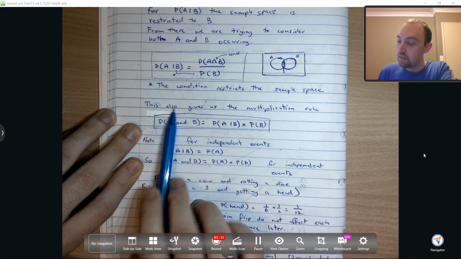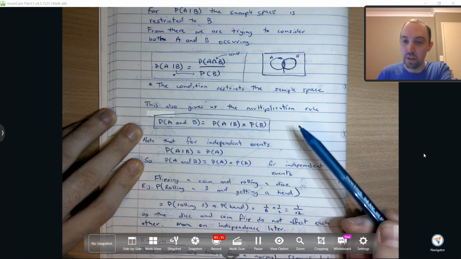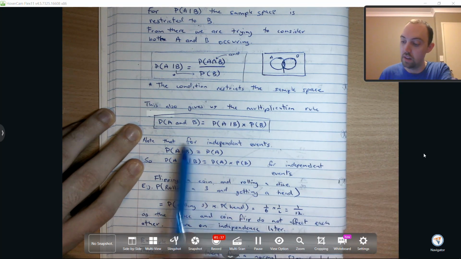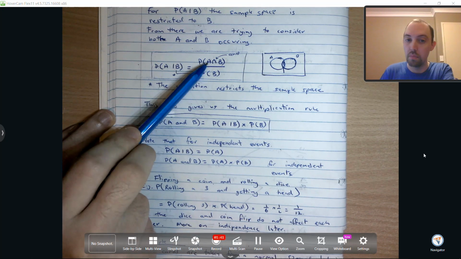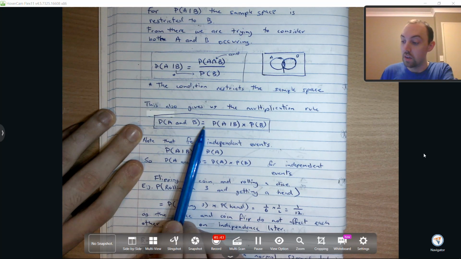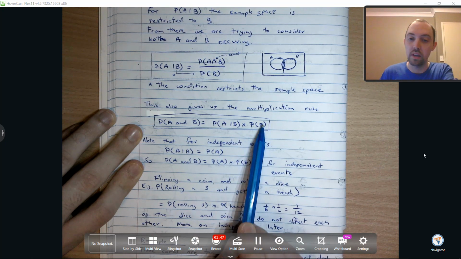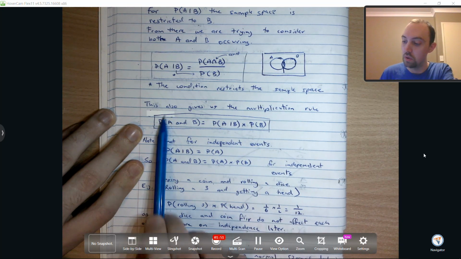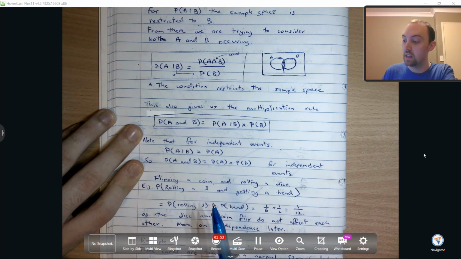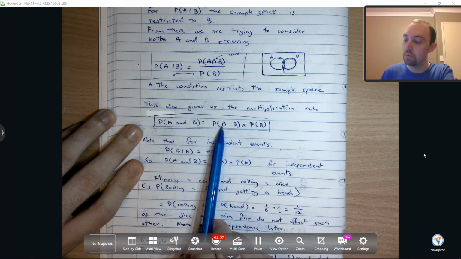From there, if we were to multiply both sides by the probability of B, it gives us our multiplication rule. That is that the probability of A and B occurring, which is that top line up here, is equal to the probability of A given B times the probability of B. And you might consider that this is something that we've been doing for our tree diagrams already. This is what the branches at the end have made up of.